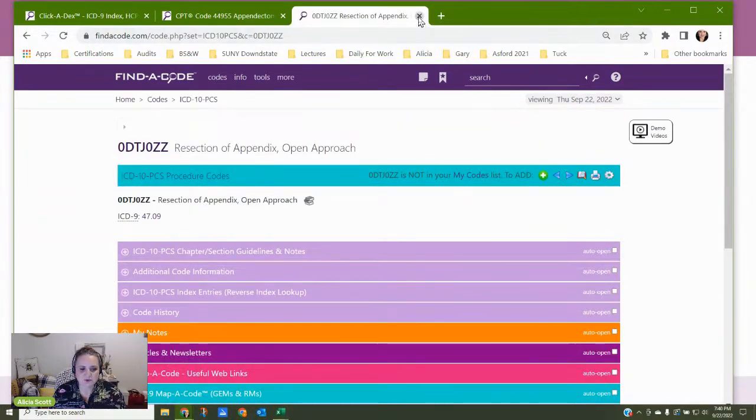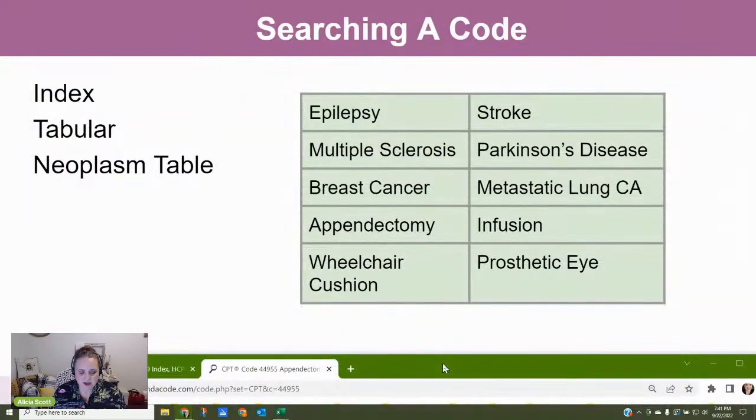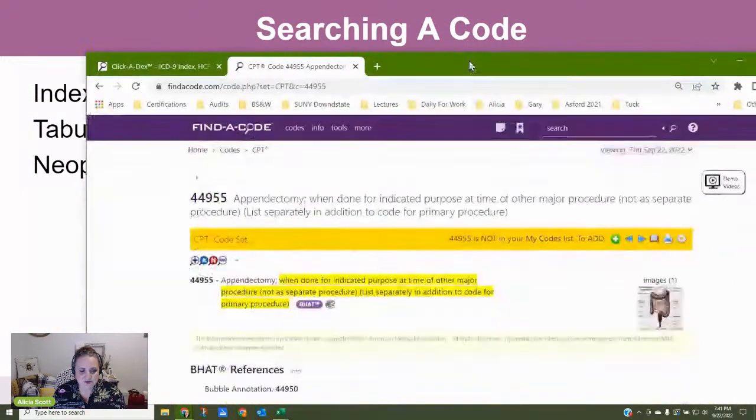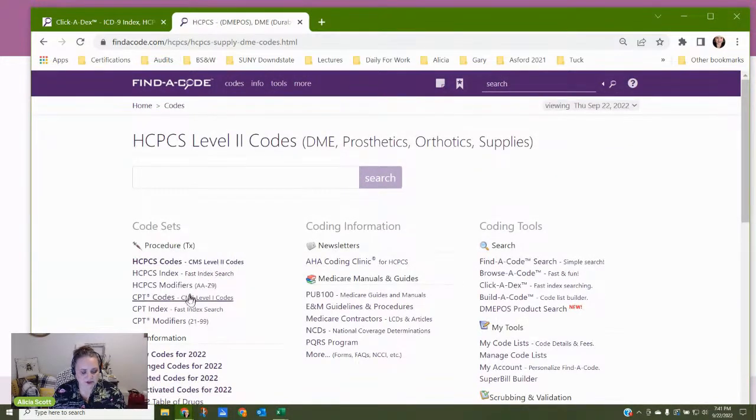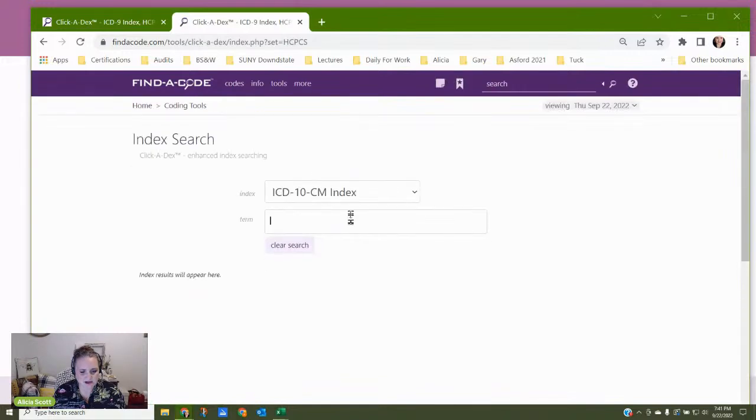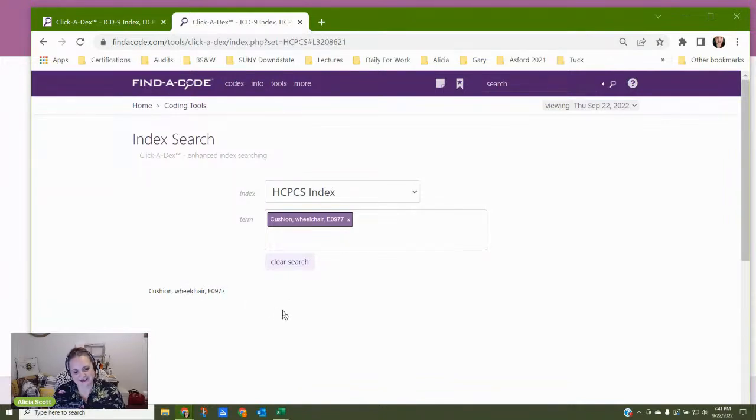All right, so let's get rid of all of those. Let's look real quick. Let's skip the infusion. Let's go look at HCPCS because we haven't touched HCPCS. Now I can look here. I put in there a wheelchair cushion. So I'm going to go look at the index. And actually it still says, let's find HCPCS. Index. Cushion. Wheelchair. And it just gives me the code. I don't have to click anything. E0977. Super simple.